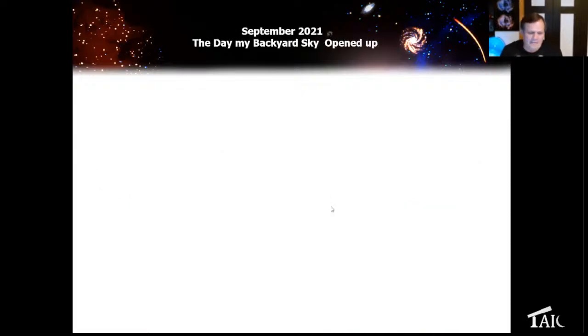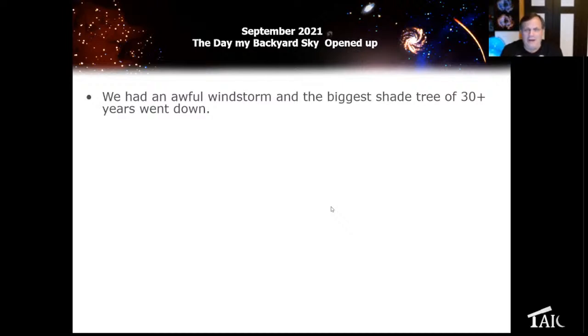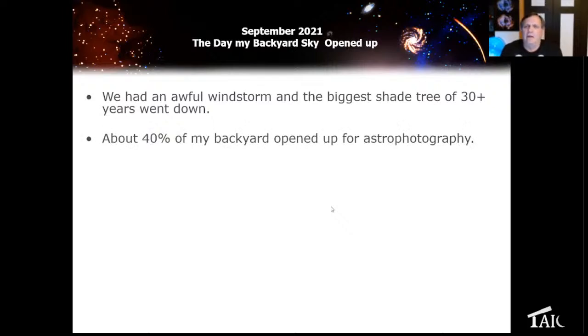And then I want to talk about this incident that happened. We had an awful windstorm in September 2020, which was just last year, and I lost the biggest shade tree, 30 years old, that went down in my backyard. I think I went out to the shed and forgot to lock it up, which I do every night. I think the tree was already down, but I didn't see it. So the next morning I went out and I saw it.